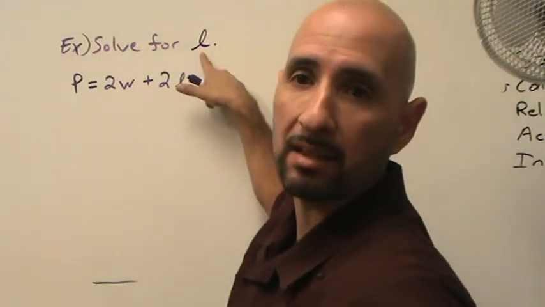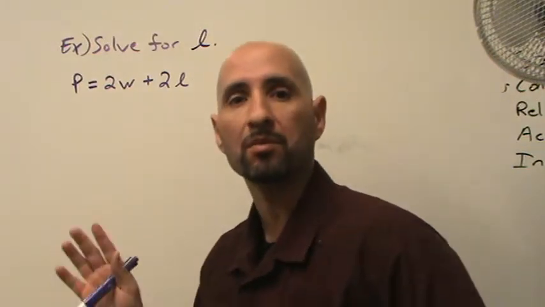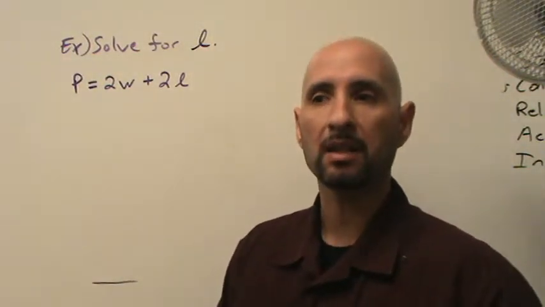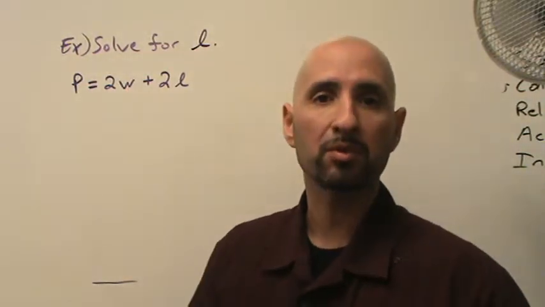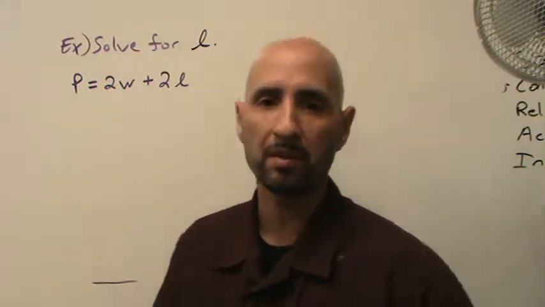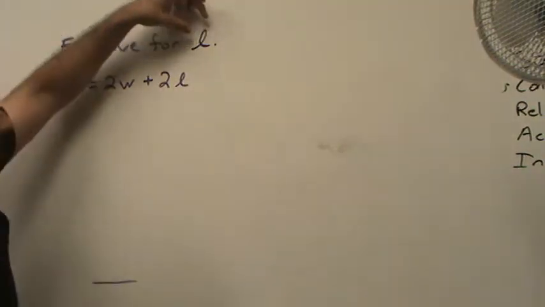them. That is to get L all by itself on one side of the equation. That means our answer will involve the variable P, and it will involve the variable W. Let's go through the algebra steps. Hopefully this helps. All right, solving for L.